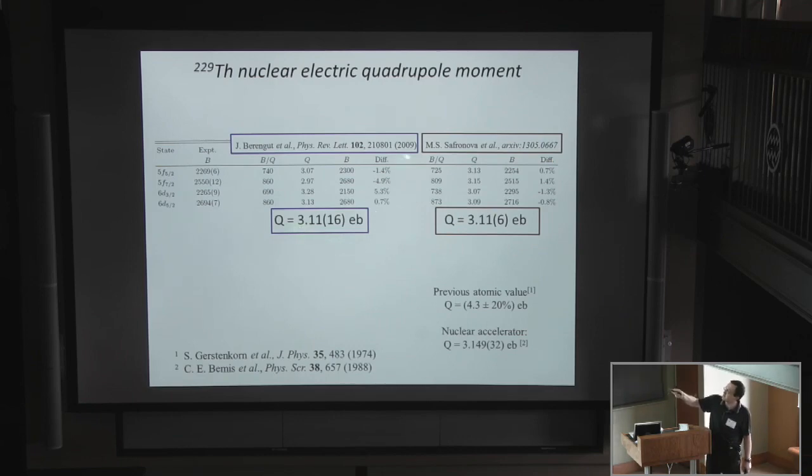We've also, in the past, used the prior calculations of Julian Berengut and colleagues that had about 5% accuracy, but the extracted value was the same. But now we have 2.5 times smaller uncertainty with these more accurate calculations of Mariana. So the value of the electric quadrupole moment that we found is quite a bit lower than the previous atomic value, but it agrees with the nuclear measurements using Coulomb excitation of the thorium nucleus.